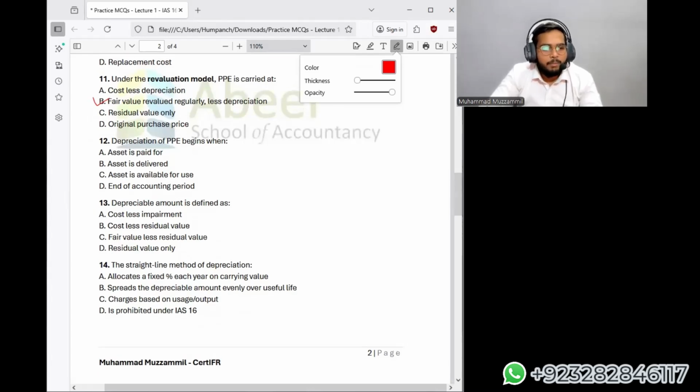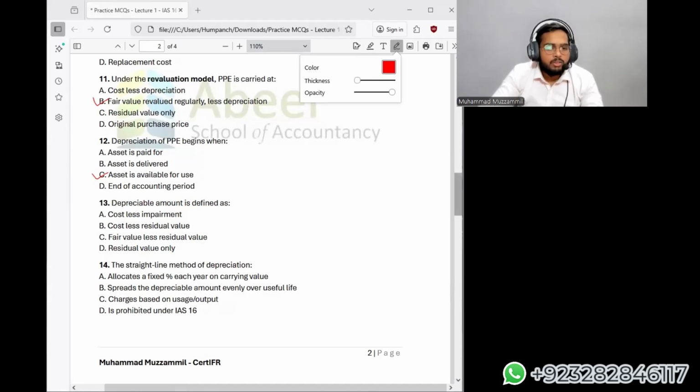Okay. Depreciation of property, plant and equipment begins when the asset is paid for, the asset is delivered, the asset is available for use, or at the end of the accounting period. Come on. We learned that very well, that we record depreciation when the asset is available for use. Okay.